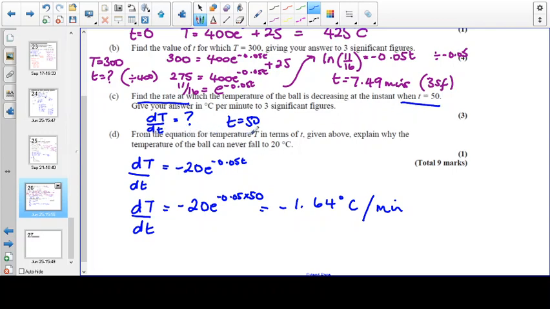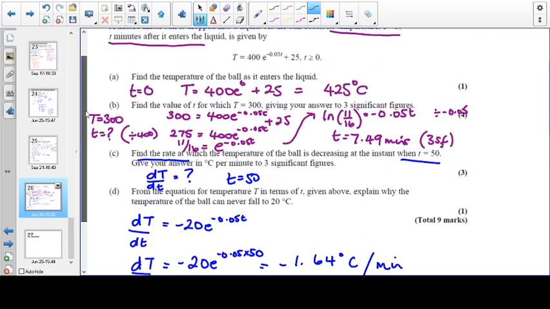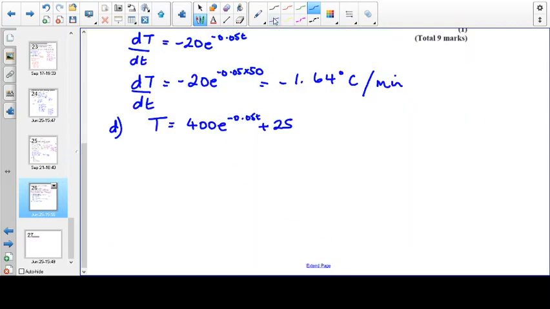From the equation for the temperature T in terms of t given above, explain why the temperature of the ball can never fall to 20 degrees. Okay, so we talked about this in the second video. This is to do with the long-term effect of that model. So if we think about the model, T equals 400 e to the minus 0.05t plus 25, let's think about what the long-term effect of the model is. Remember, it's always to do with that bit there.